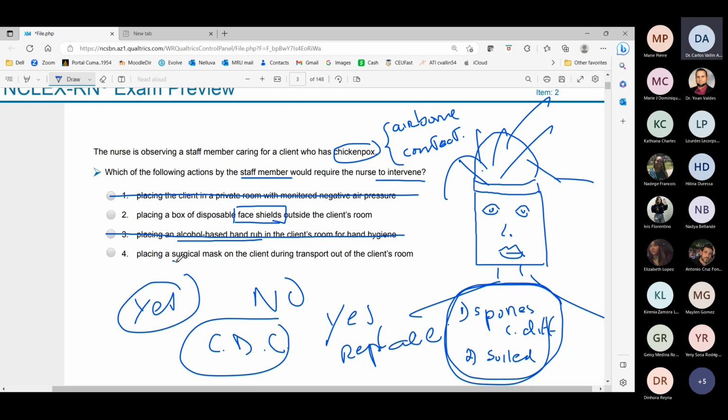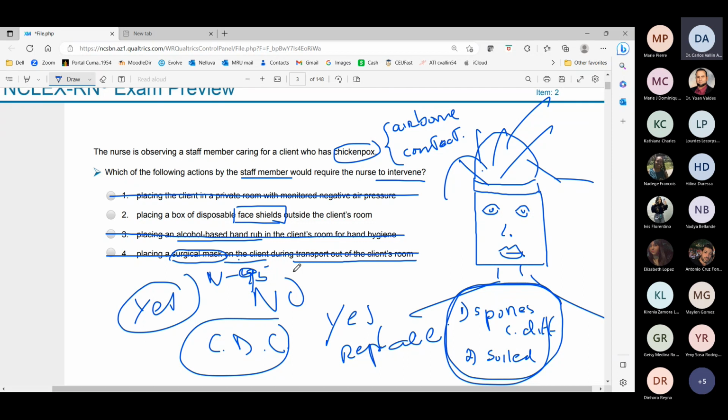Placing a surgical mask. A surgical mask is the same mask that surgeons use when they are doing surgery. It's a regular surgical mask, the blue one, the one that is so simple. It is not the N95, not the particulate respirator. Placing a surgical mask on the client's face if the client needs to be transported out of the client's room. Is this correct or incorrect? It is correct.